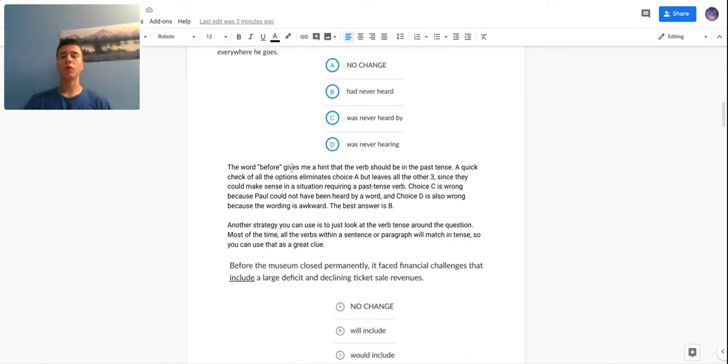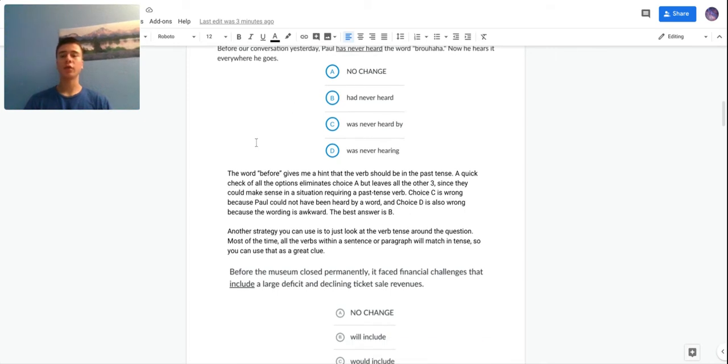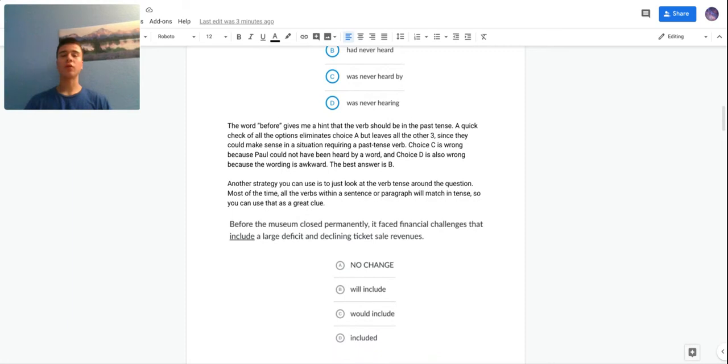So yeah, the word before will give that hint, but sometimes you won't be able to get a hint from clues such as words like before or after, stuff like that. So another good strategy is to just look at the verb tense around the question. So pretty much all the time, all the verbs within a sentence or paragraph will match in tense. So you can just look at the tense of the other verbs and then match that.